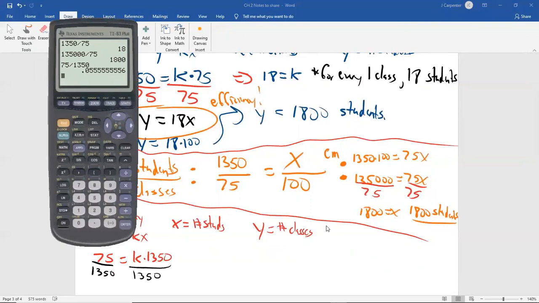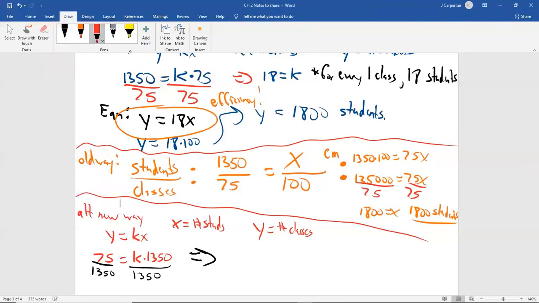We get 0.0555. Don't write that for a k. That's a bad idea. What you should instead do, and it would be okay if this wasn't a continuous fraction, but it is. So instead, what you should just do is reduce them. You could reduce the 75 and the 1350 by 5 or by 25, all sorts of options. We already know that 1350 divided by 75 is 18. So if I reduce this completely, 1 over 18 is equal to k. So then our equation is now y equals 1 over 18x.